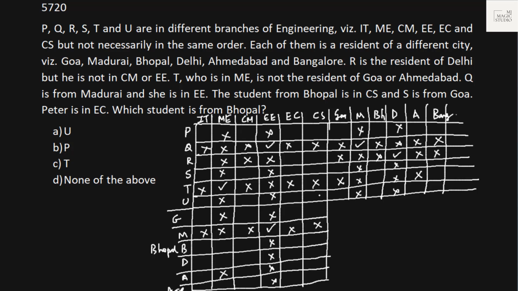Student from Bhopal is in CS. CS is from Bhopal. Q we have done. T is not from CS and CS is from Bhopal. That means T is not from Bhopal. T is from Bangalore. Whatever you keep on receiving, put a tick. T is from Bangalore and T is mechanical. That means mechanical is from Bangalore.